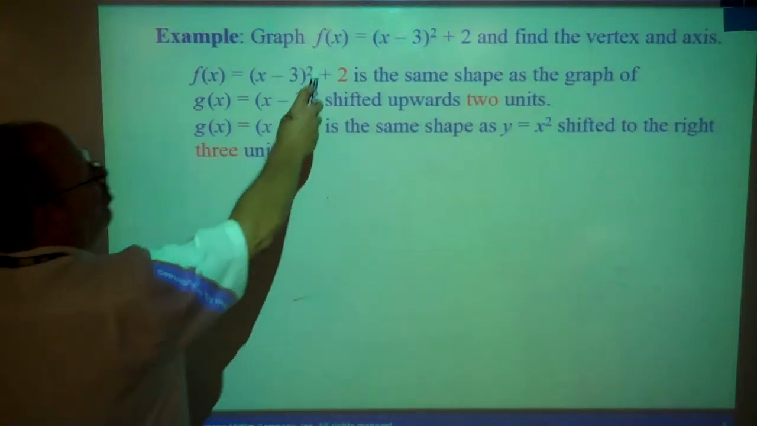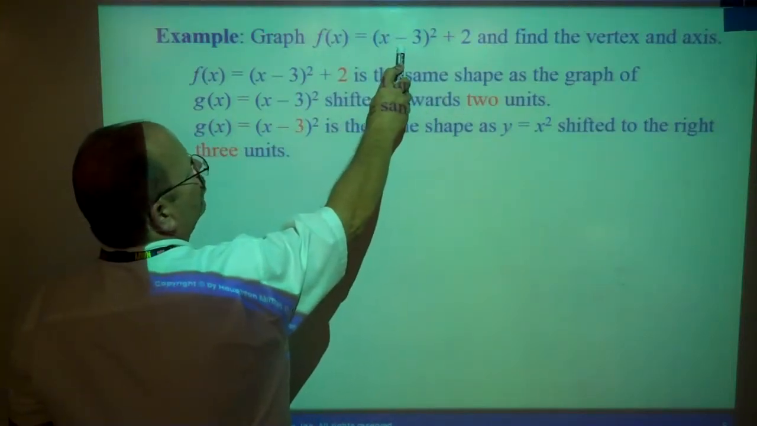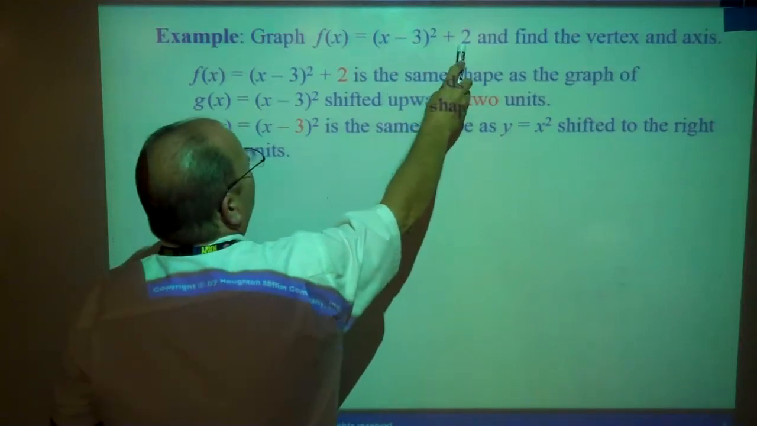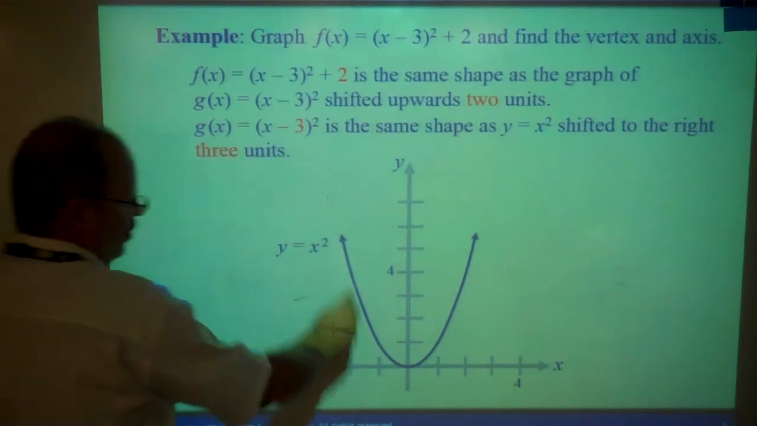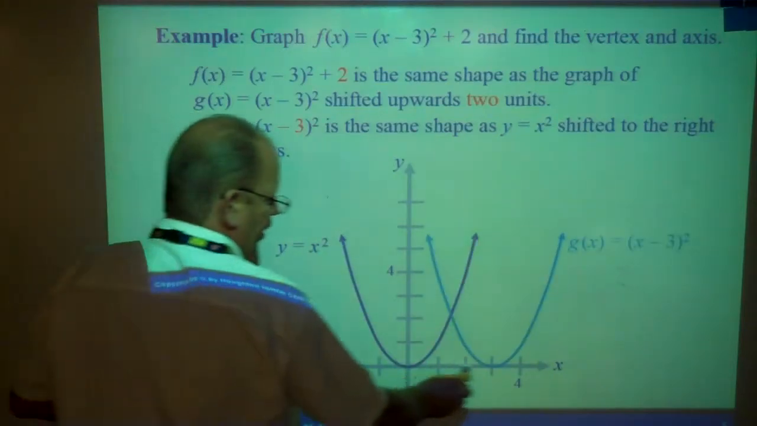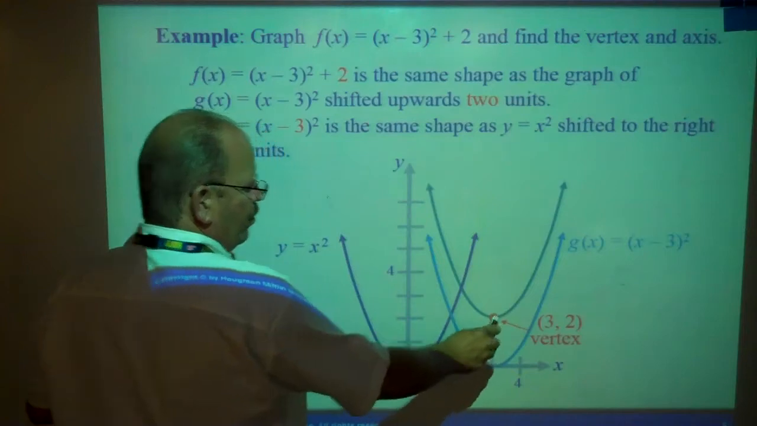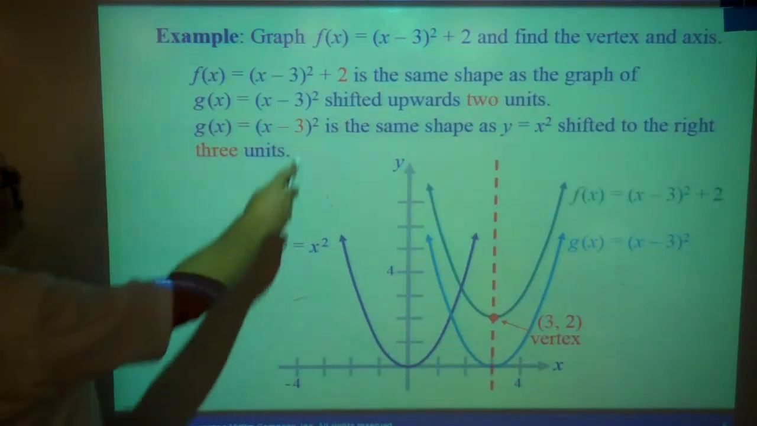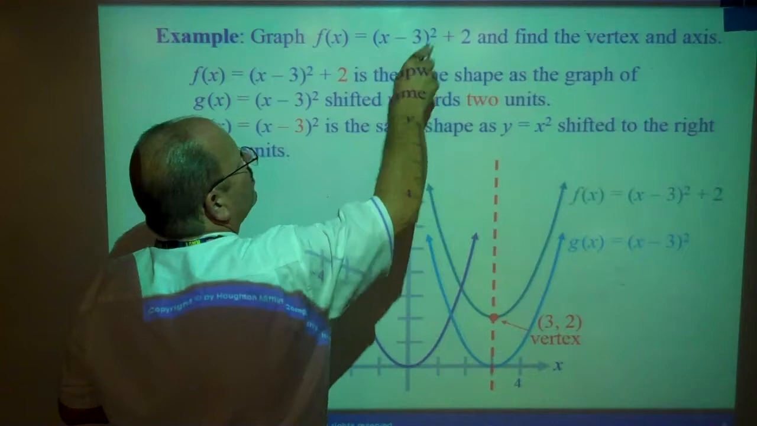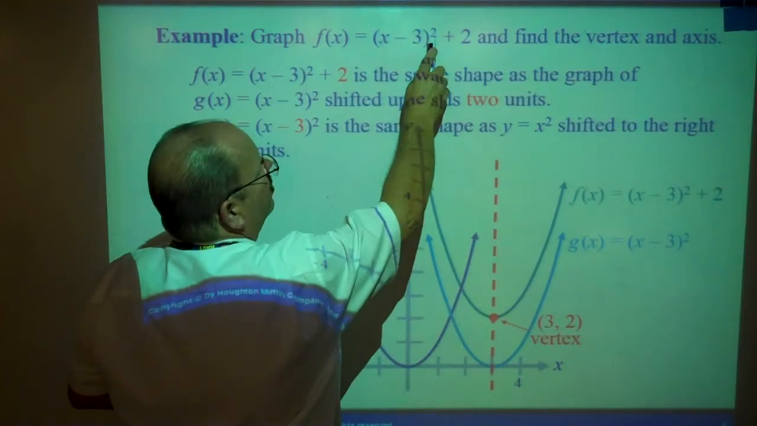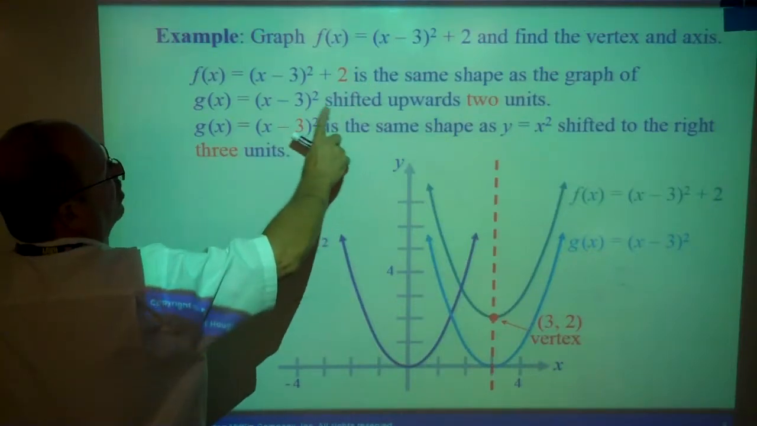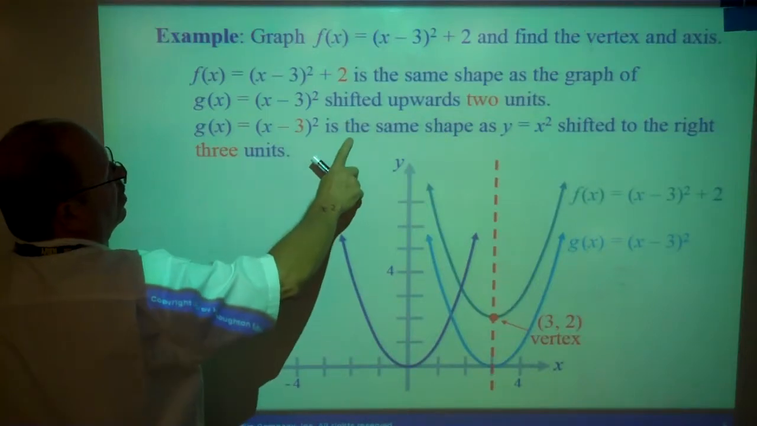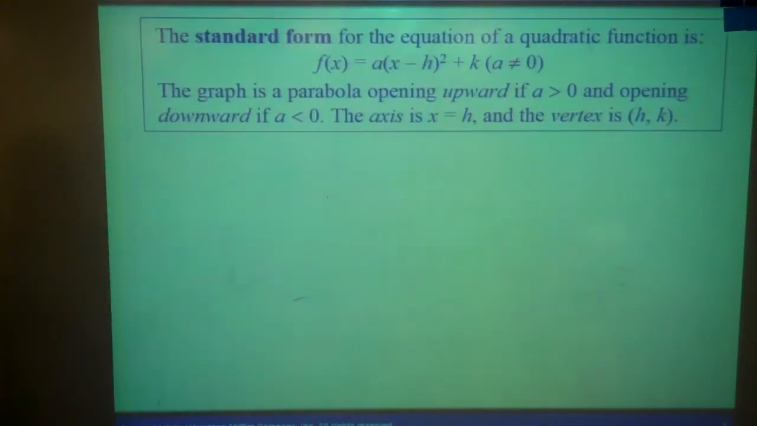We remember how to shift our graph. We're going to move to the right 3 spaces. We're going to move up 2 spaces. So we start with x squared, we move to the right 3 spaces, and then we move up 2 spaces. And this is how we graph f of x equals quantity x minus 3 to the 2nd power plus 2. So it's the same shape as f of x, shifted upwards 2, right 3.